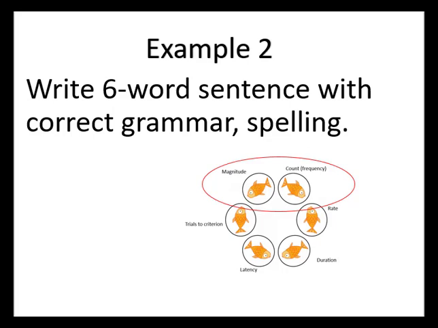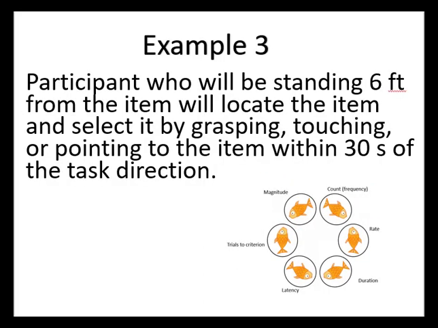For example, we could count, yes, they wrote a 6-word syntactically correct sentence with no spelling errors once, twice, 3 times. However, we can evaluate the dimension of magnitude if we use a valid writing rubric that would allow us to evaluate the degree to which the student used grammar and spelling in writing that 6-word sentence. Example 3 was participant who will be standing 6 feet from the item will locate the item and select it by grasping, touching, or pointing to the item within 30 seconds of the task direction.